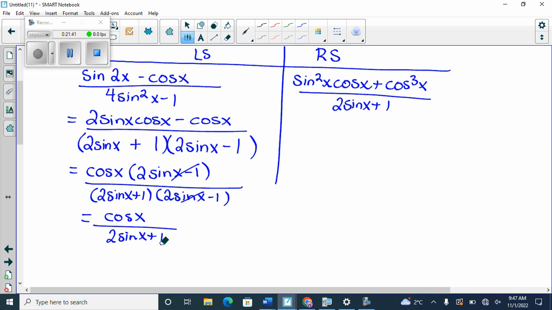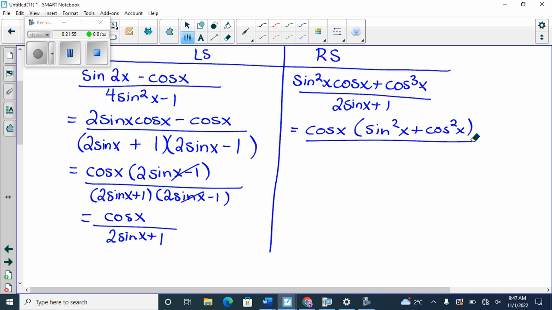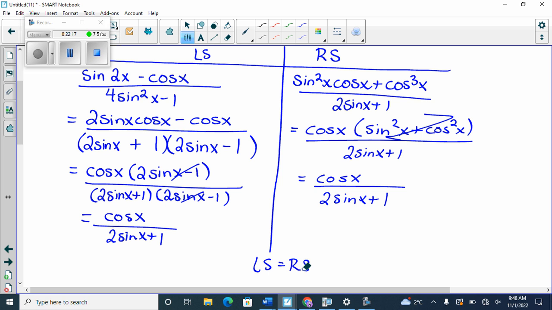On the top right, I can take out a cos x. When I do that, I'm left with sine squared x plus cos squared x over 2 sine x plus 1. Sine squared x plus cos squared x is 1, and I know I need it to go away, which it does. It comes to 1. So then I have cos x. And I have to show this step, because they do not look the same until I show this step. So then I got left side equal right side.